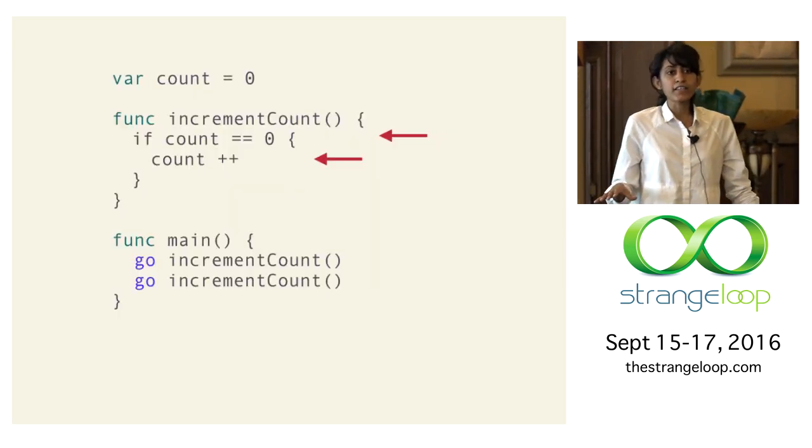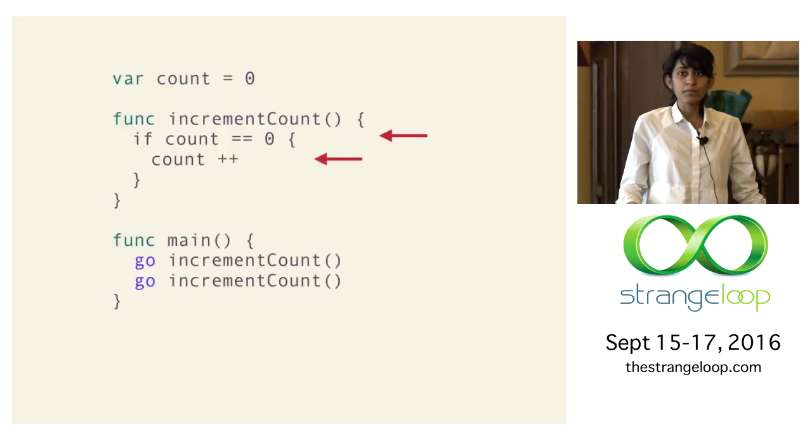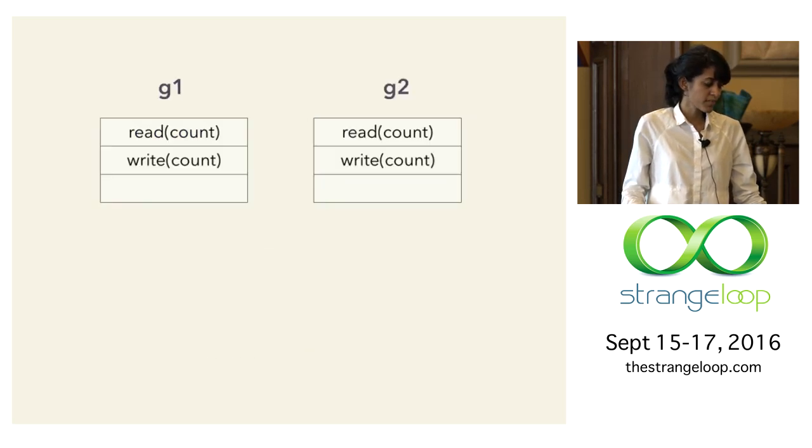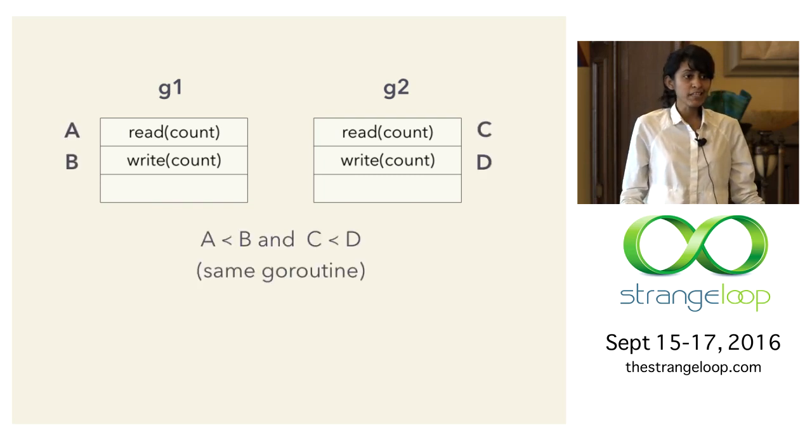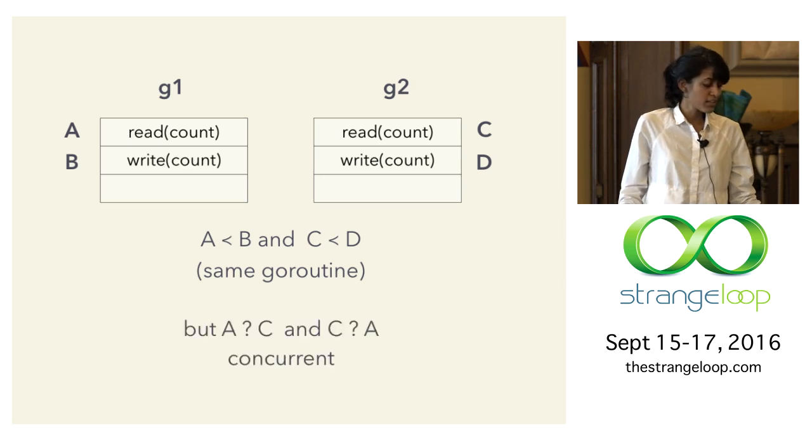What about if we apply this to our racy count example? Well, let's see. There are no edges in this diagram. We know that A happens before B and C happens before D. But what about A and C? What about C and A? There's no edge between them, and so we conclude that they are concurrent.